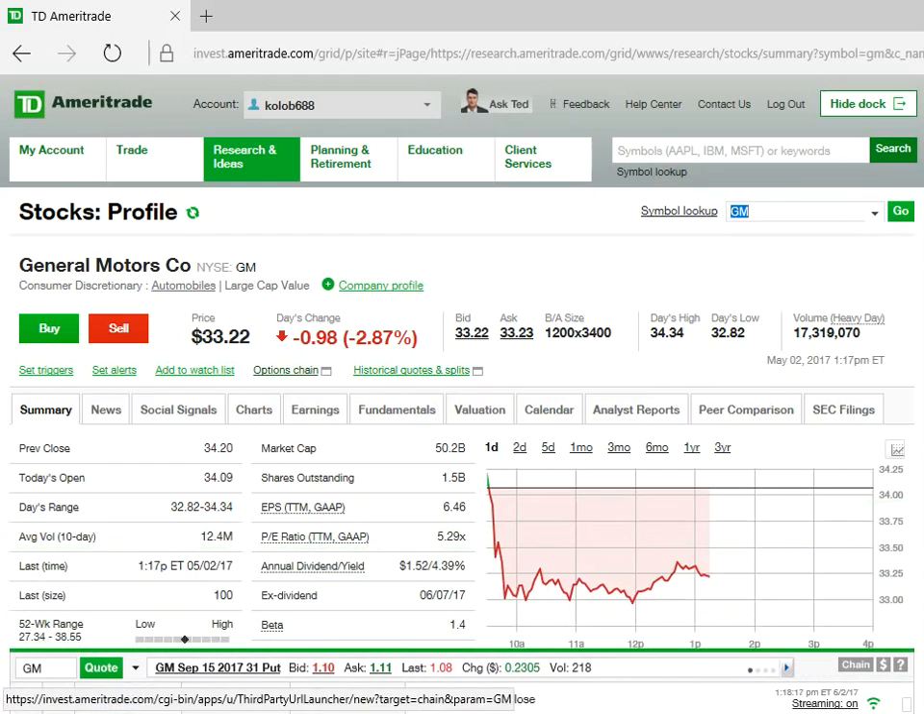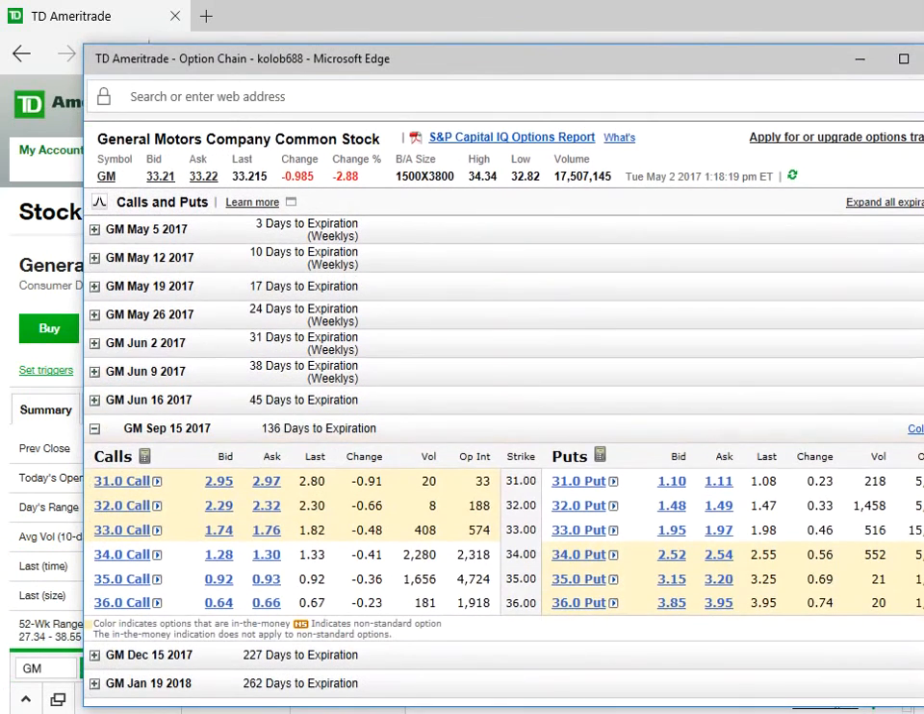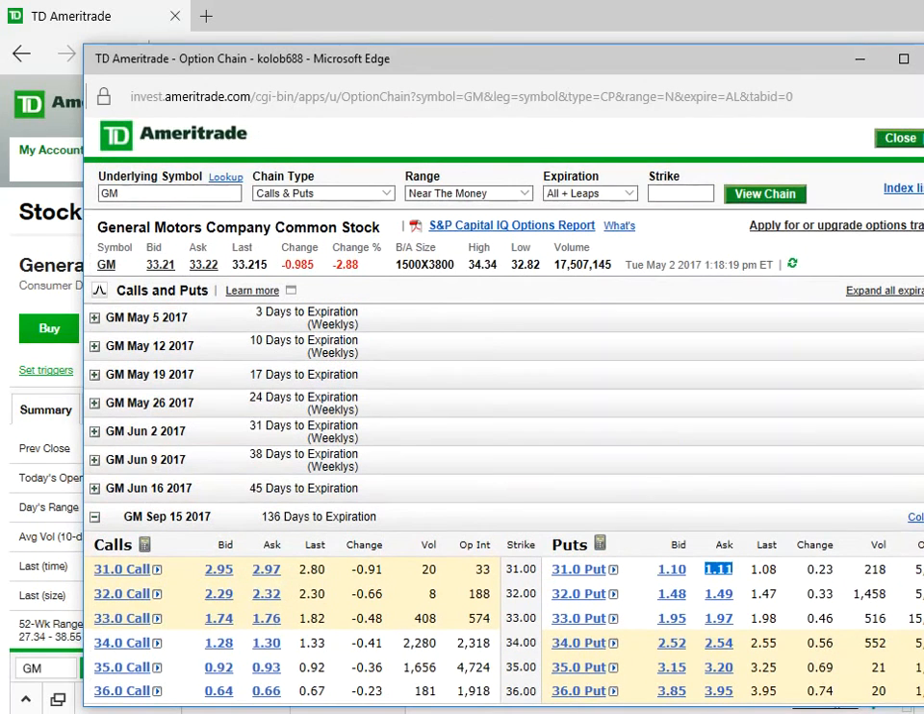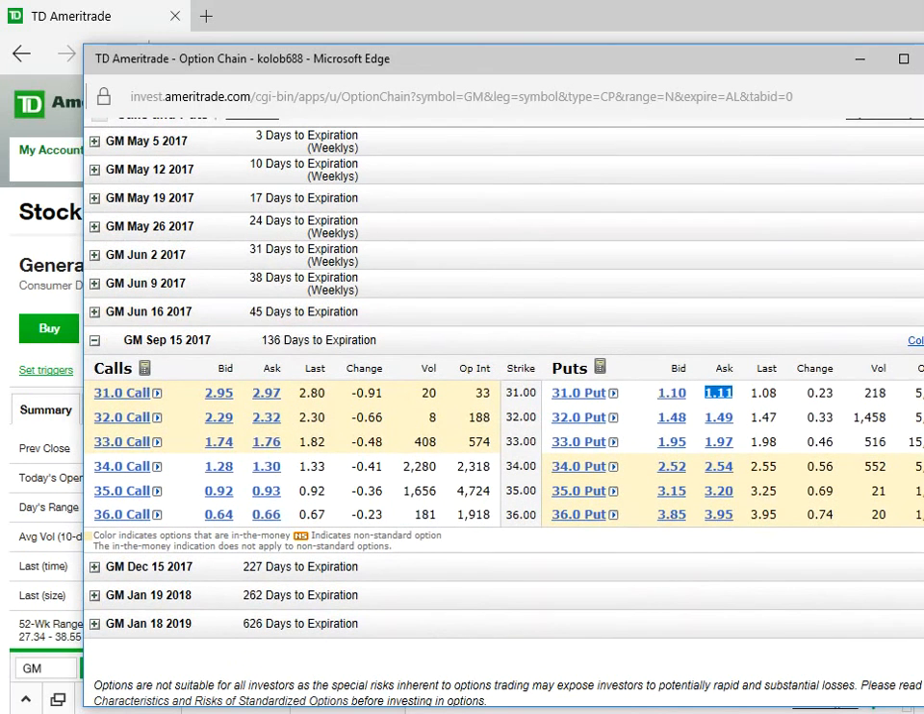So if we go back here, you can see that the $31 put, the bid is at $1.10, the ask is at $1.11. You're multiplying that by 100, so $110, $111. And again, you're like, that sounds good to me, so you set aside $3,100. If you're going to do the 32 put, then you would set aside $3,200.